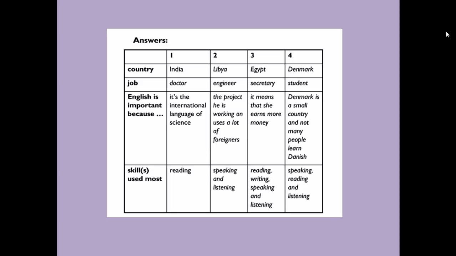Now the second column talks about the engineer in this table. The country is Libya. Job is engineer. So this person is an engineer. English is important because the project he is working on uses a lot of foreigners. So if they want to communicate with each other, they need English. And skills used most: speaking and listening. What about the third one, secretary? The country is Egypt. Job is secretary. And English here is important because it means that she earns more money. Skills used most: reading, writing, speaking and listening.